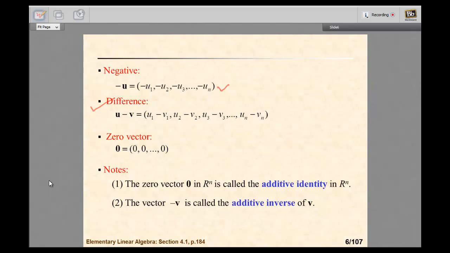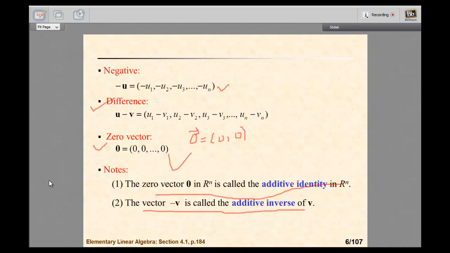Similarly, the next one is the zero vector. The zero vector is defined as a capital bold zero vector. In 2-space we can define it as (0, 0), in 3-space as (0, 0, 0), and in n-space like this. So the zero vector is called the additive identity, and the negative of a vector is called the additive inverse.